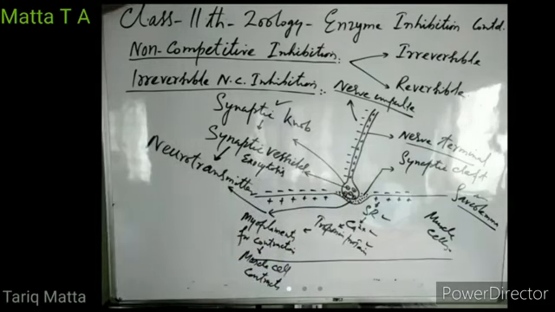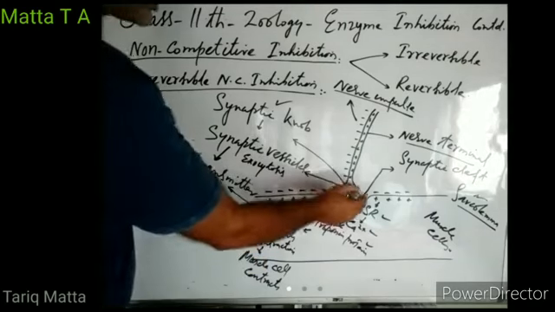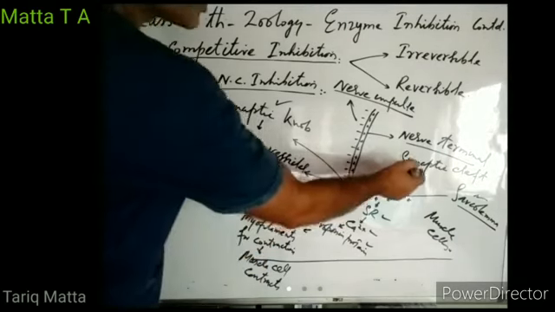Then how do these muscles relax? These muscles can relax only if the neurotransmitter is removed from this synaptic cleft.